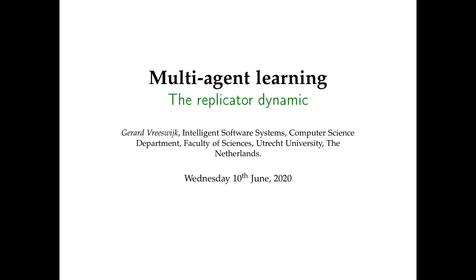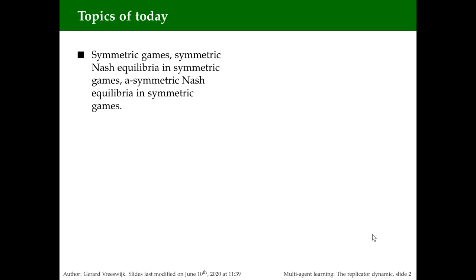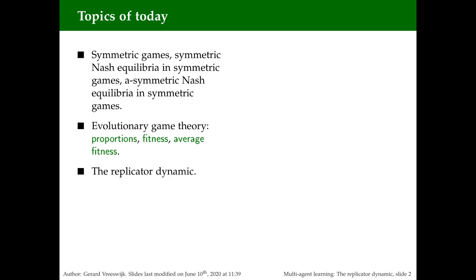Today we're going to discuss the replicator dynamic in more depth. And prior to discussing the replicator dynamic, we will discuss symmetric games and symmetric Nash equilibria, asymmetric Nash equilibria in symmetric games, because I want to emphasize that in symmetric games, which are important for Nash equilibria, asymmetric equilibria exist. Then we'll move on to evolutionary game theory and discuss important concepts there. And then we move on to the replicator dynamic itself.